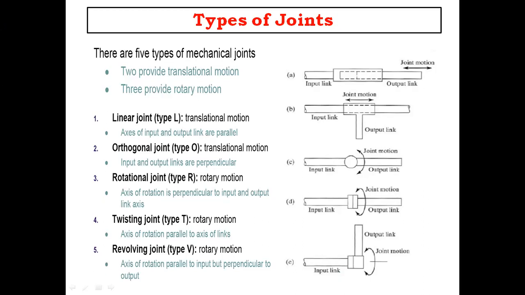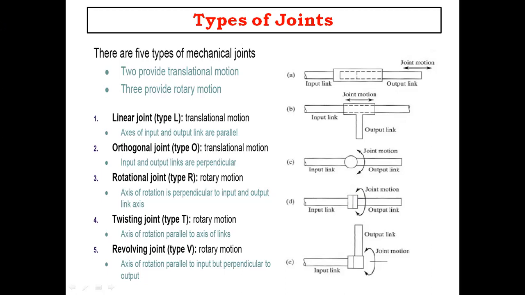The input and output links can be made parallel or perpendicular. If they are parallel, it is a linear joint. If they are perpendicular, it is an orthogonal joint. These are the two things I have shown in diagrams A and B. In the case of a rotational joint, the axis of rotation is perpendicular to the input and output links, so for rotary joints we have to define the axis of rotation. If it is perpendicular, we can go for a rotational joint. If it is parallel, we can go for a twisting joint.